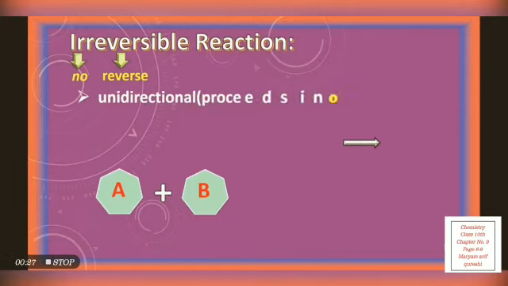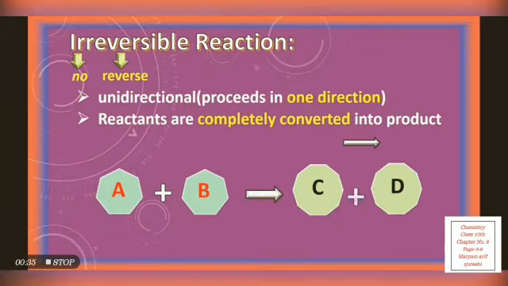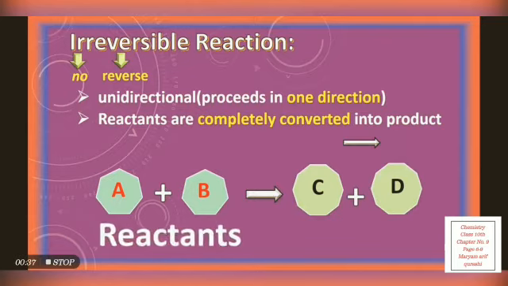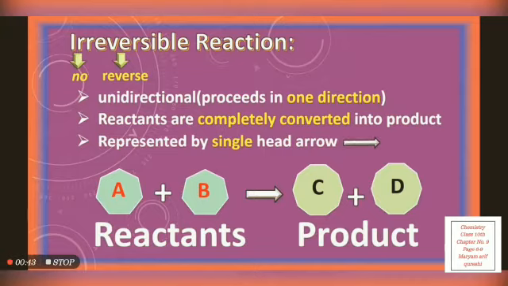So irreversible reactions are the type of reactions which proceed only in one direction, in which reactants are completely converted into products. For example, we have reactants A and B. When they will react together, they will be converted into the products C and D. Such type of reactions are represented by single-headed arrow. Some of the example of such type of reaction is the burning of a candle and explosion of a firework. They cannot be undone.